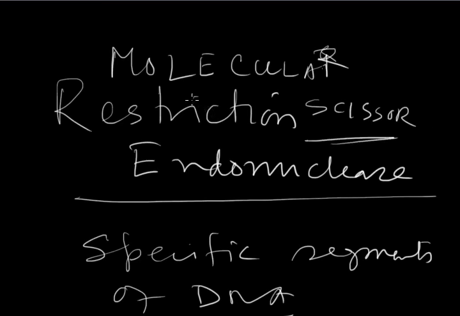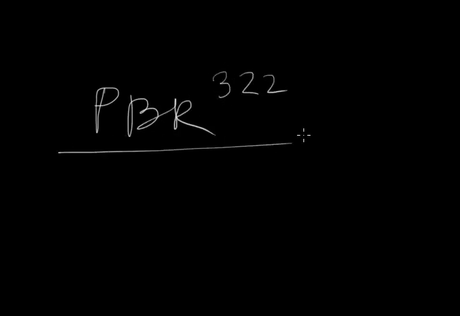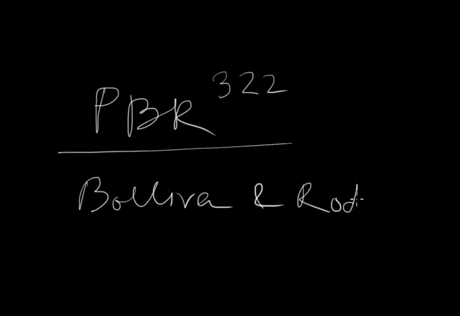A very important concept is this molecular scissor, or you may call it chemical scalpel, as recommended by several other biologists. The first identified plasmid is called pBR322. Why is the name pBR? It was first identified by Bolivar and Rodriguez.